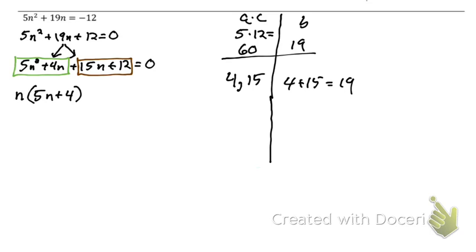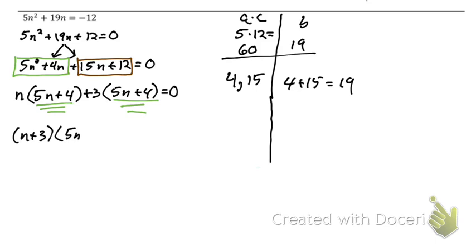With 15n plus 12, I can't pull an n out because it's not in both of them, but 15 and 12 have a common factor of 3. So we can pull out a 3. 15n divided by 3 is 5n. 12 divided by 3 is 4. I know I more than likely did everything correct because both of those are the exact same. Now I smoosh together my n plus my 3, and we have (n plus 3) times (5n plus 4) equals 0.